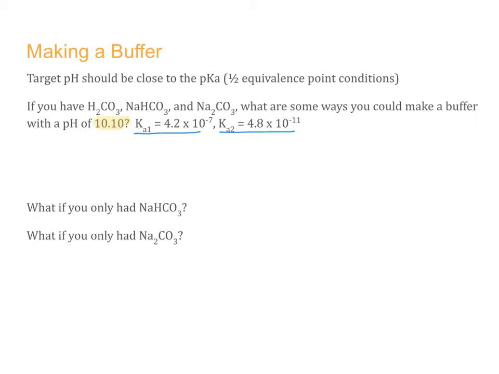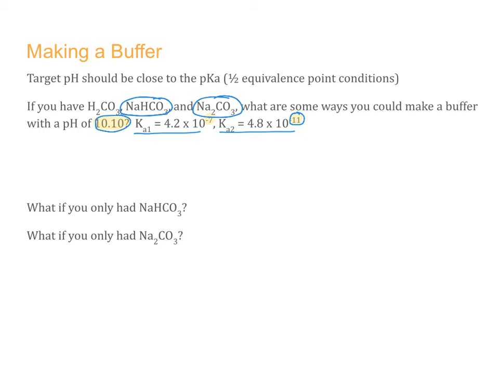And remember that pH and pKa can be estimated by looking at the exponent on the 10. So we've got 10 to the negative 7th, and 10 to the negative 11th. Of those two choices, 10 to the negative 11th is closer. It's going to get us in the range of that 10.1 pH that we want. That means we are going to be making a buffer out of the sodium hydrogen carbonate and the sodium carbonate.